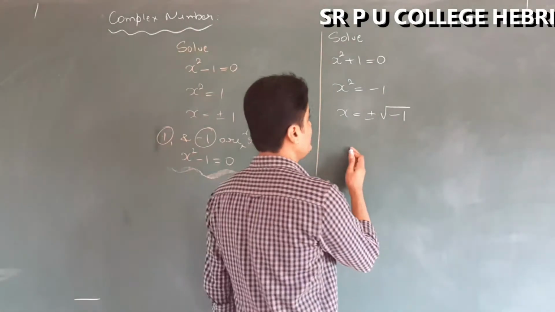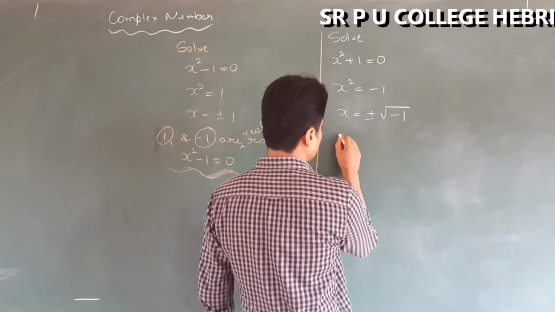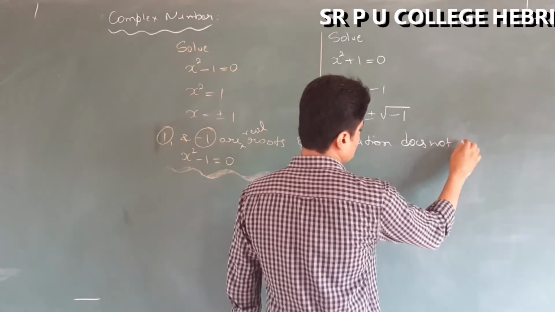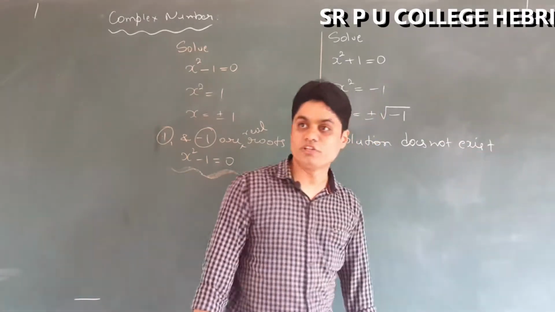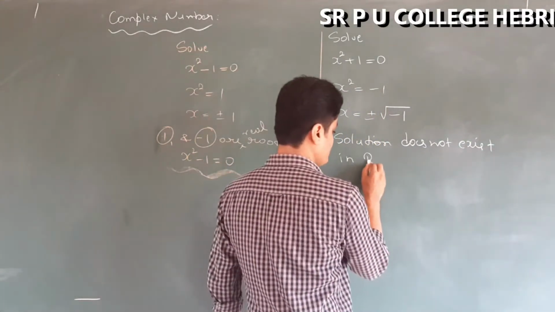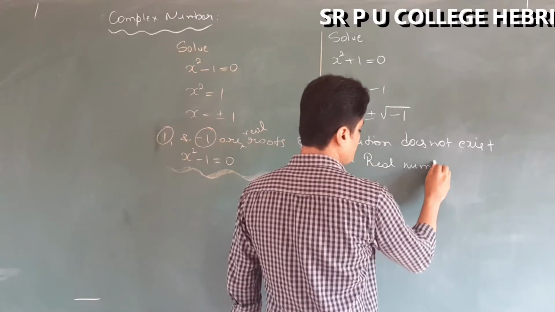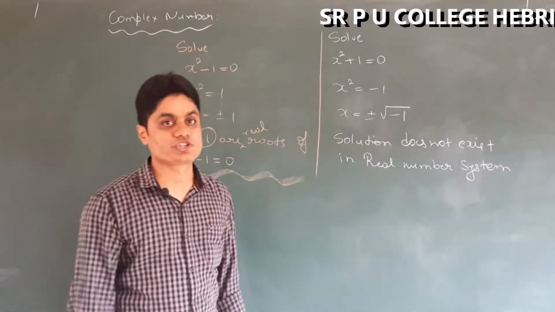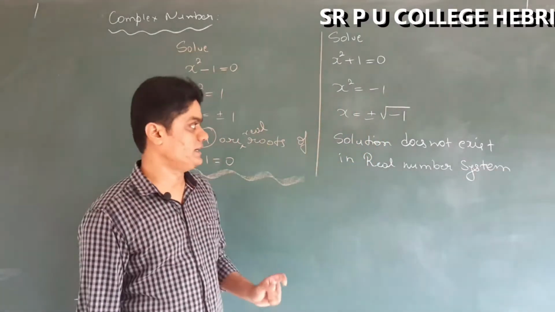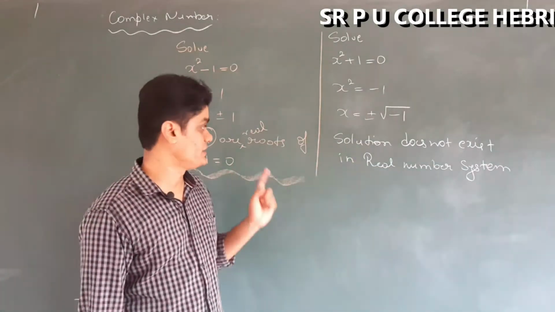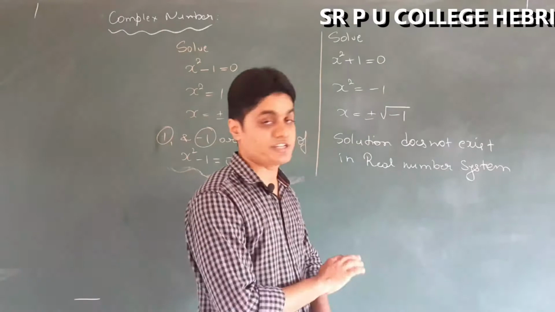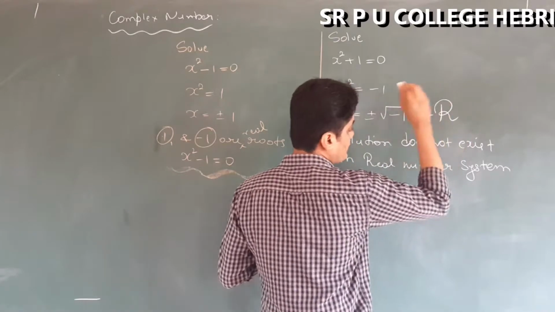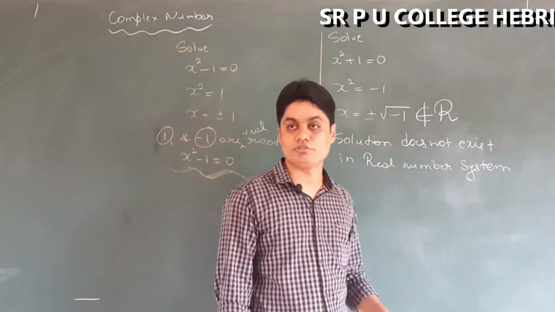Correct? So what are you going to write in the real number system? You are going to write that the solution does not exist. Definitely your answer must be like this: solution does not exist, in the real number system. In the real number system, at most you can say that the solution does not exist. Do you agree with what I am telling? So I hope you understood the difference between these two equations. Here the solution exists, plus 1 and minus 1. For this equation there is no solution, because you will get root of minus 1, which does not belong to R. Since this does not belong to R, the solution does not exist.